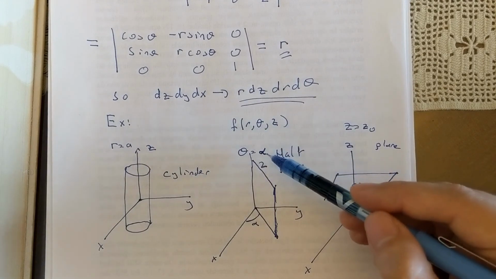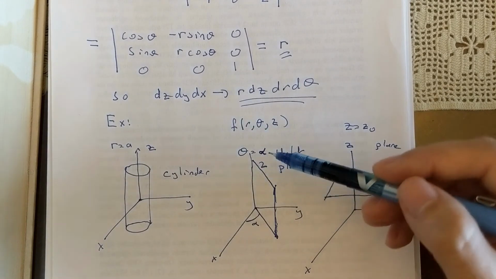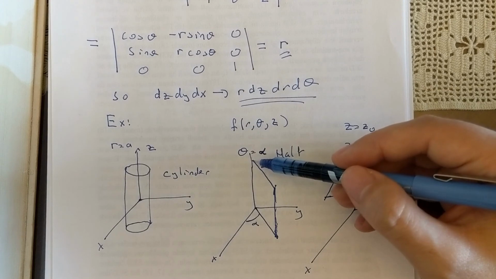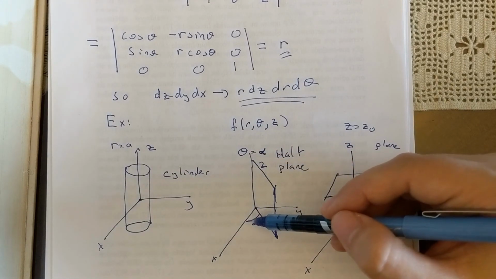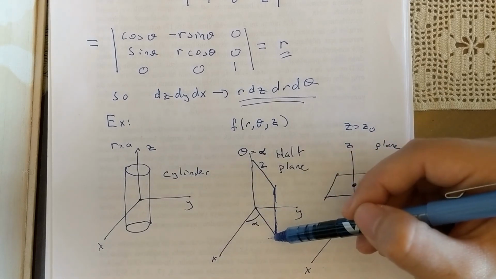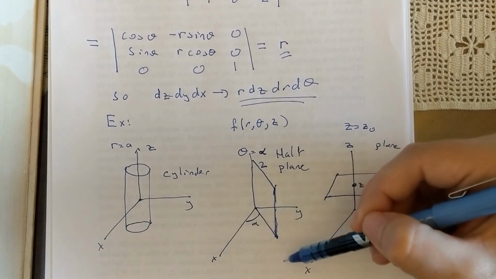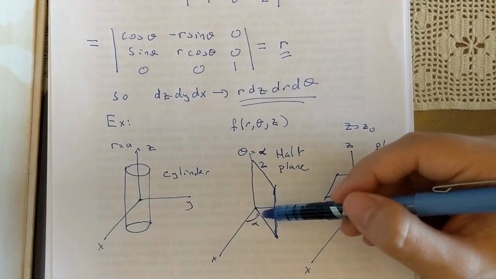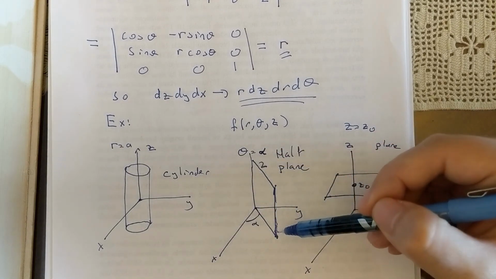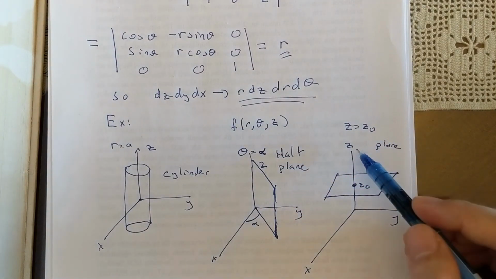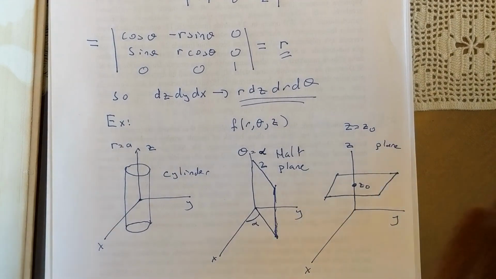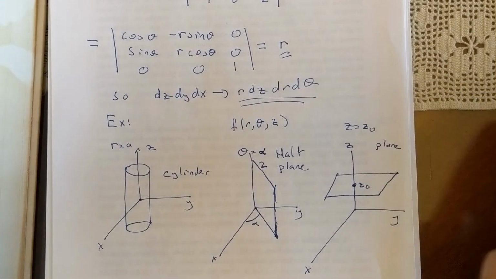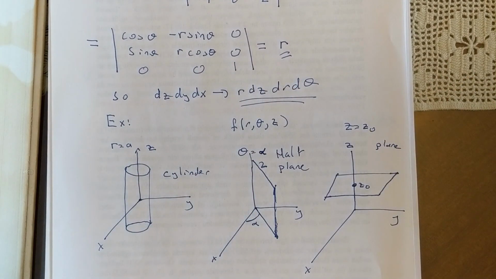Okay, what about if theta stays constant, theta equals alpha? Well, that means you're going to get a half plane, right? So the angle from the positive x-axis towards the y-axis counterclockwise is alpha, and you can go out as much as you want. r is free, and z is free, so that's going to be a half plane. Okay, and if we keep z constant, that means the angle and the distance can vary, but z has to be the same. So it's basically the plane that intersects at z naught. That's what you get.